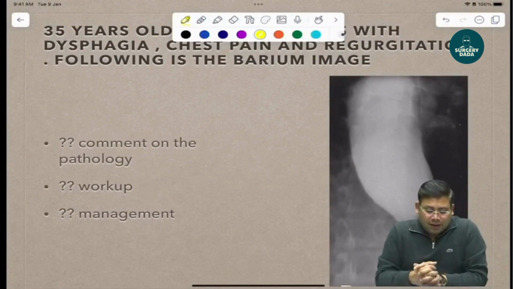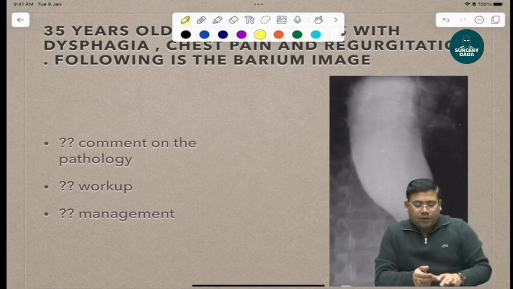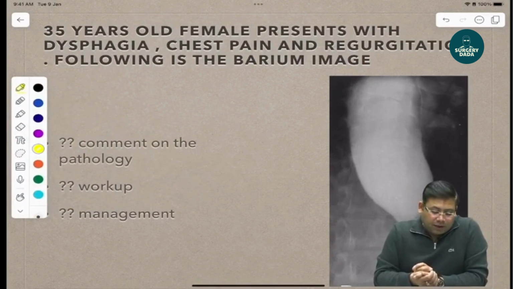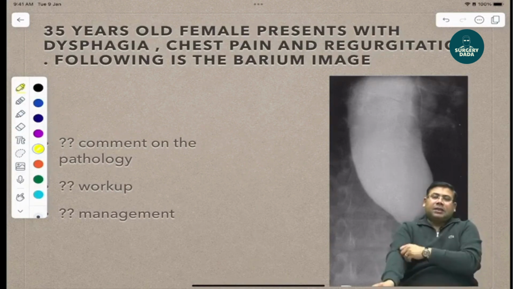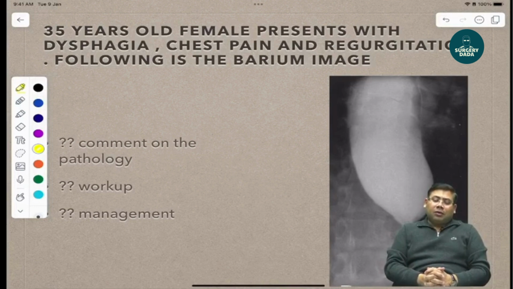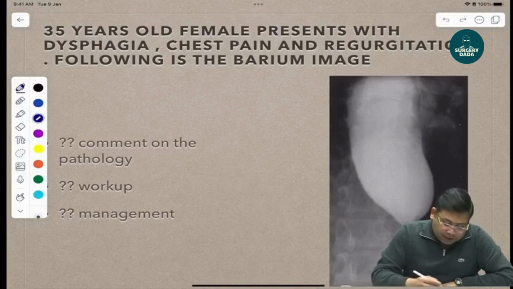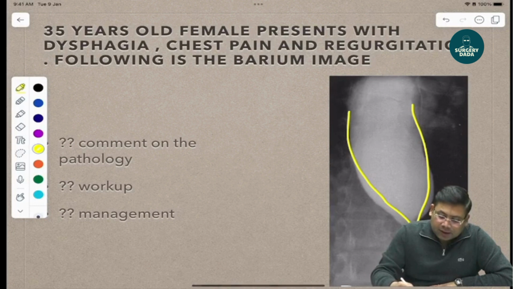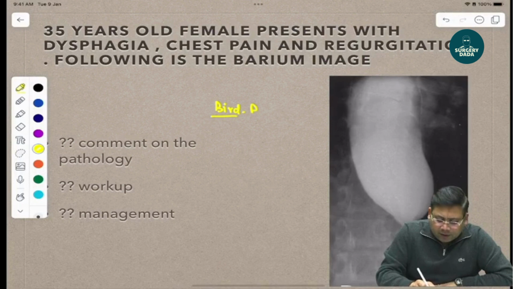What is this? This is a classical bird beak appearance. A 35-year-old female patient is presenting with dysphagia, chest pain, and regurgitation. Following is the barium image, and what do you see on this image? Let us understand. I see the smooth tapering, and this is what is known as the bird beak appearance, and this is basically diagnostic of achalasia.